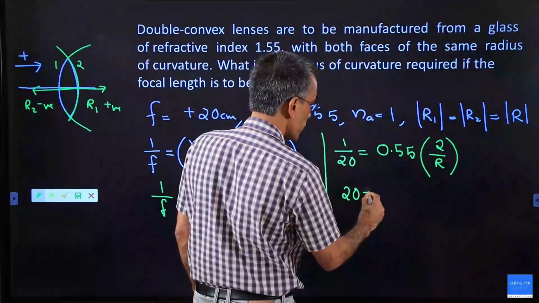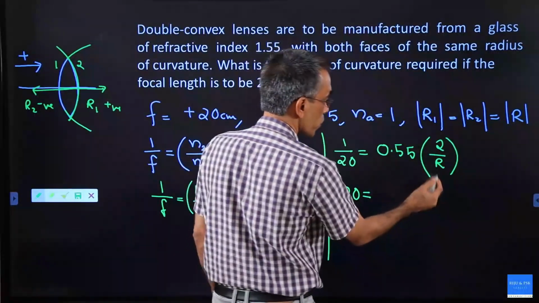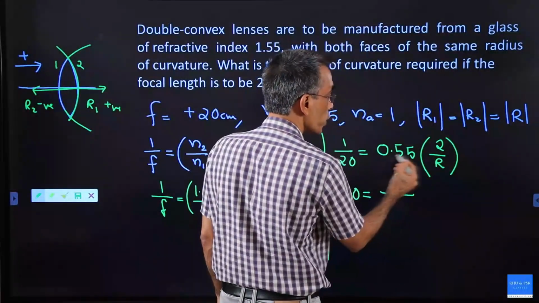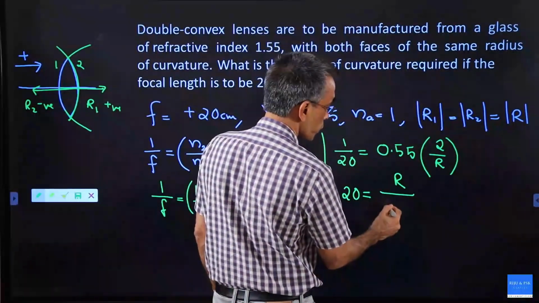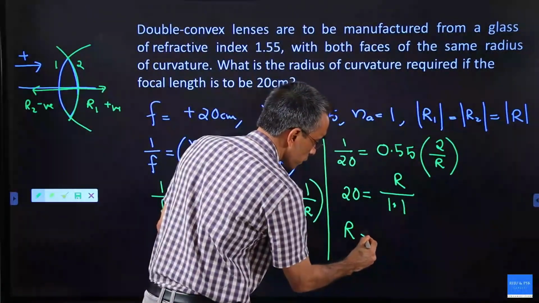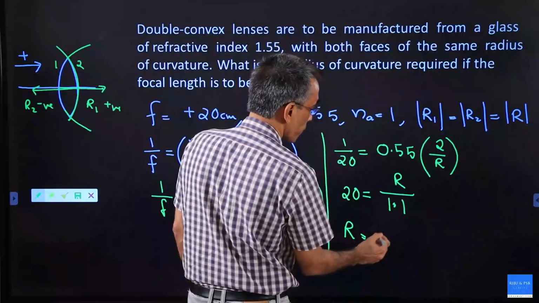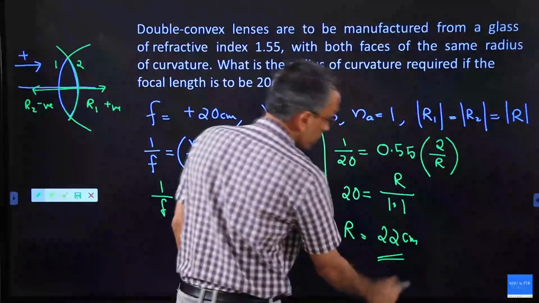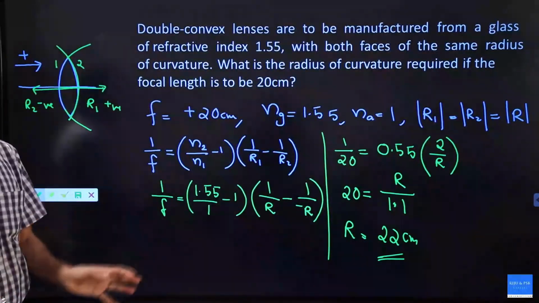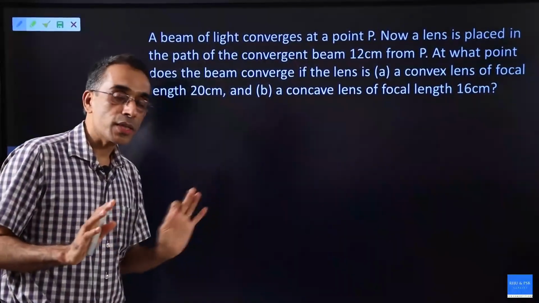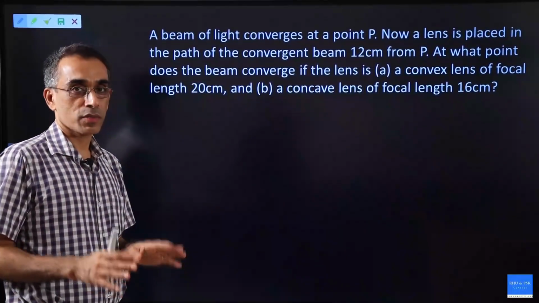This gives you 20 is equal to, the reciprocal of this one is nothing but r divided by 2 into 0.55, and 2 into 0.55 will give you 1.1. Therefore r is equal to 20 into 1.1, that will give you 22 centimeter. That is the answer. So if you have r equal to 22, you will get a focal length of 20 centimeter. This is a question about a virtual object.